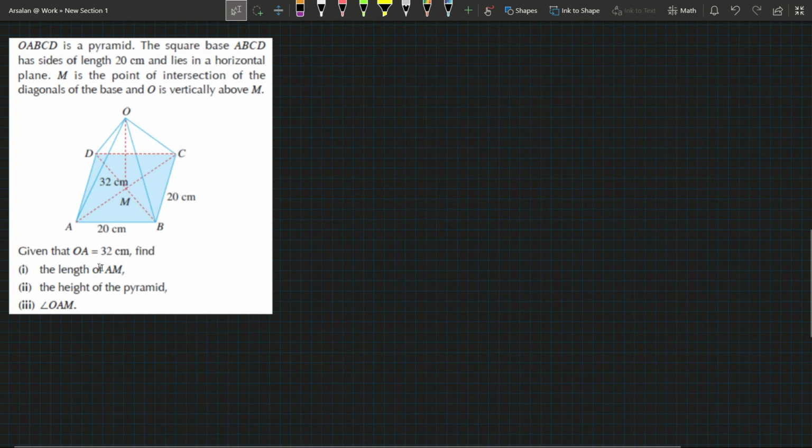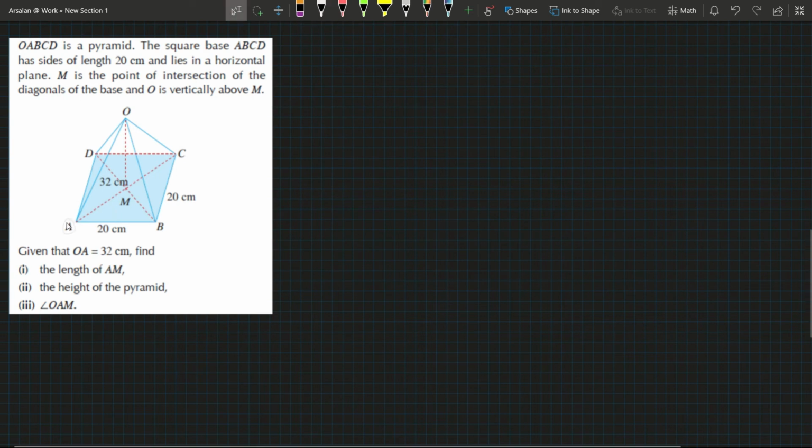Okay, given that OA is 32 centimeter, the length of OA is given. OA is this diagonal line, the side of the pyramid, you can say, and we need to find the length of AM. AM is required. AM we can easily find by taking triangle ABC. ABC triangle. How do we use it? So let's look at the solution.